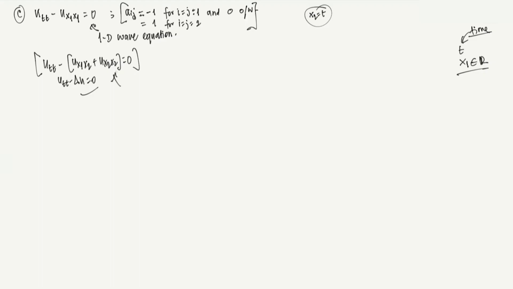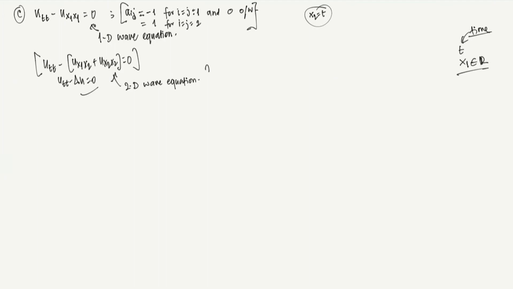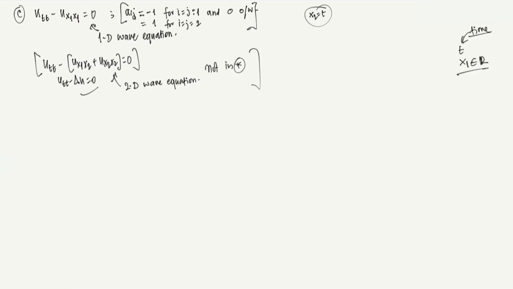So this is a 3D. So the total thing is in 3 dimensions, but we will call it a 2D, two-dimensional wave equation. Why two-dimensional? Because the space variable is in two dimensions. Okay, but this does not form in star, not in star, because in star is for 2 dimensions. This is 3 dimensions, meaning the total number of dimensions is 3. Here you see in star the total number of dimensions is 2. Okay, so that's about it.